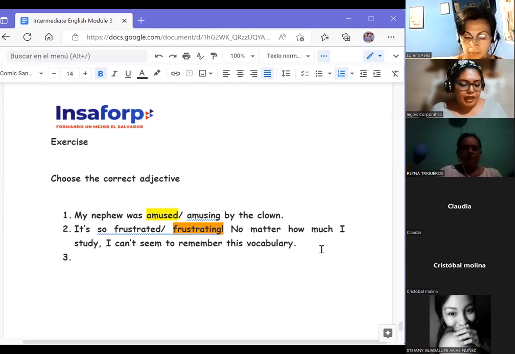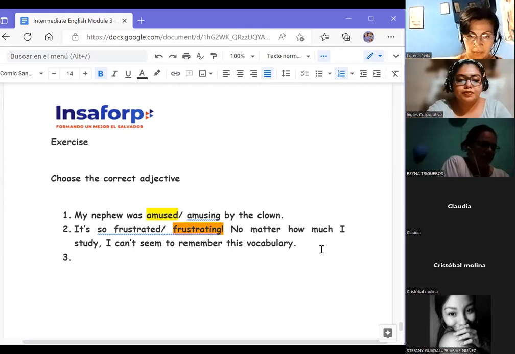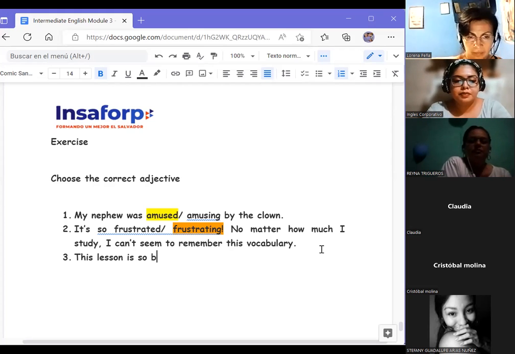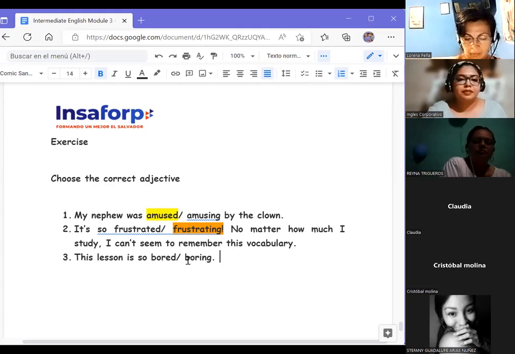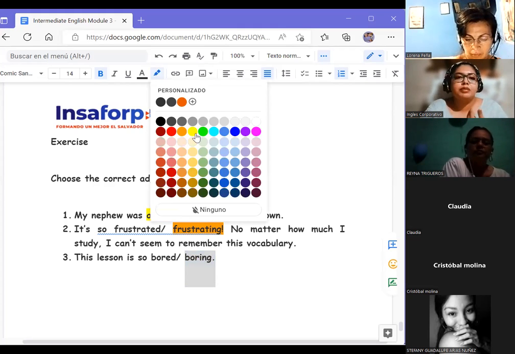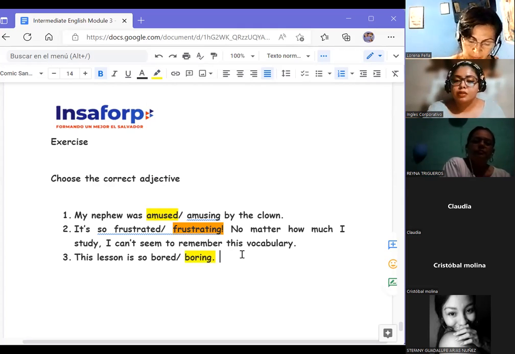Number three. This lesson is so... and we have two options, bored or boring. This lesson is so boring. Good, boring, because the lesson is not feeling anything. We are feeling bored, but the lesson is boring.